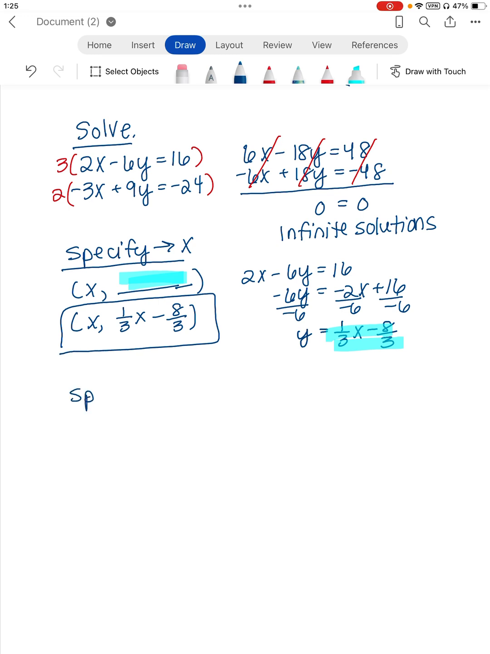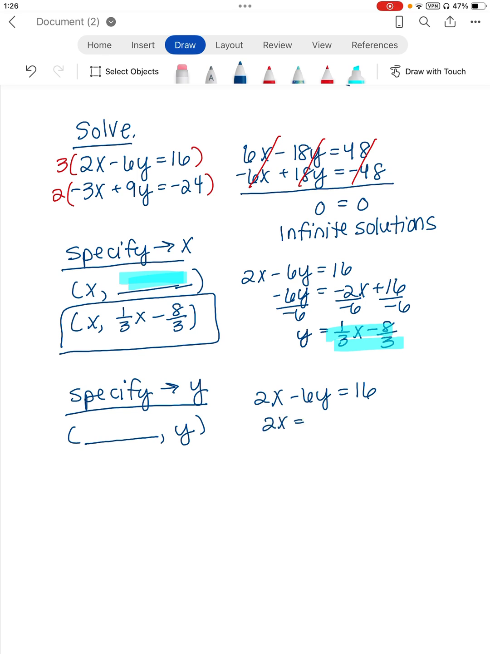But let's say in the directions they specify that they want the solution written in terms of y. So now I'm going to have something comma y. I'm going to take one of the equations, and this time I'm going to solve it for x. So I'm going to have 2x equals 6y plus 16. Divide all terms by 2, and I get 3y plus 8. And so this is what's going to go right there. So I will have 3y plus 8 comma y.